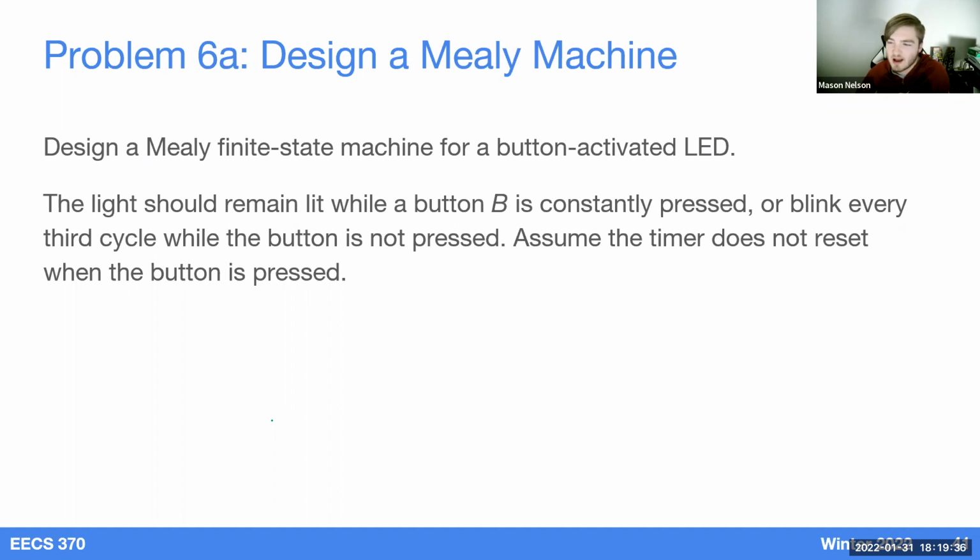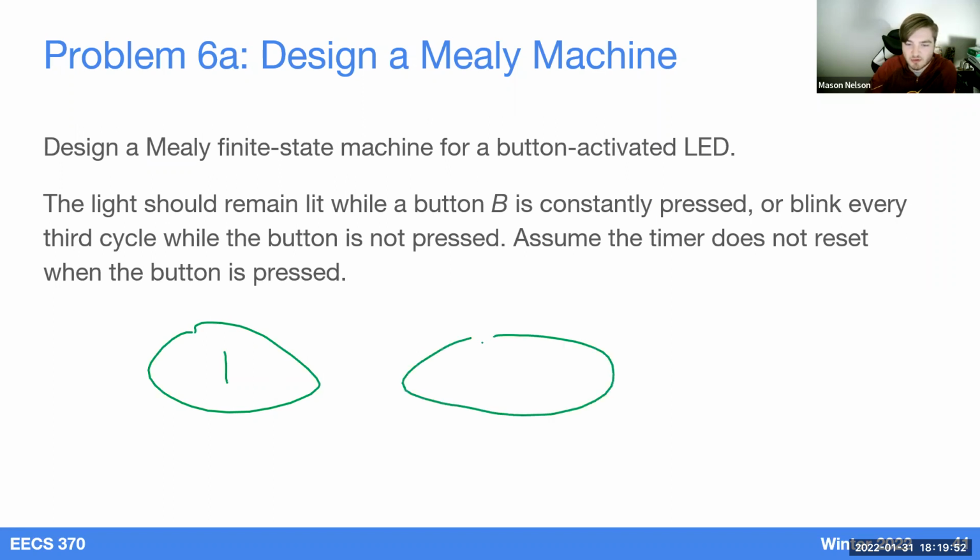So it says it's going to blink every third cycle. And so that's going to be a hint to us that we're going to have at least 3 states. So I have 3 states. First, some sort of wait state number 1, and then some sort of wait state number 2, and then I have a state where it's going to be on. So I'll just call this the on state.